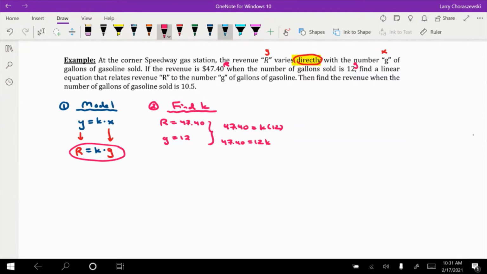All right, so that's how you want to plug them in. Divide each side by 12. And what do we get for K? 3.95. You got it.